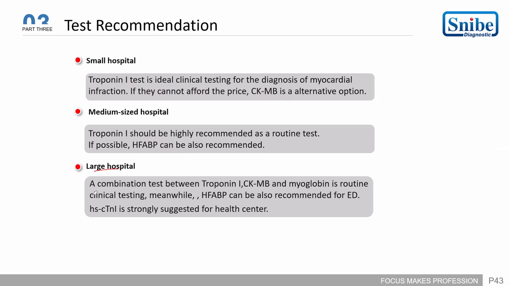If we talk about the large hospital, we have a combination of tests: troponin I, CKMB and myoglobin in routine clinical testing. Meanwhile, HFABP is also recommended for the emergency department, and the high-sensitivity cardiac troponin I is strongly suggested for health checkups as well as for large hospitals.